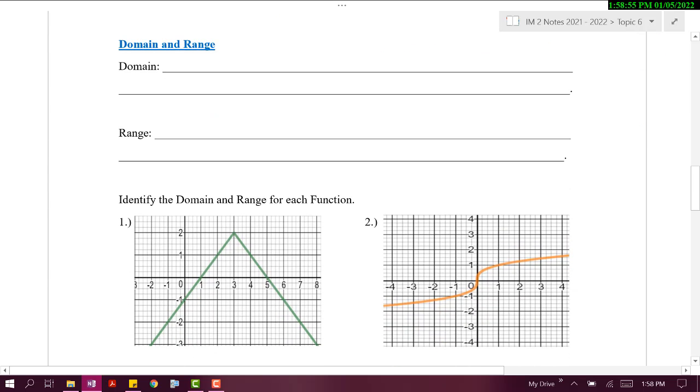Let's keep moving. Domain and range. Domain: the set of all possible input values, x values, of a function. So it's all our possible x values that we can plug into the equation.